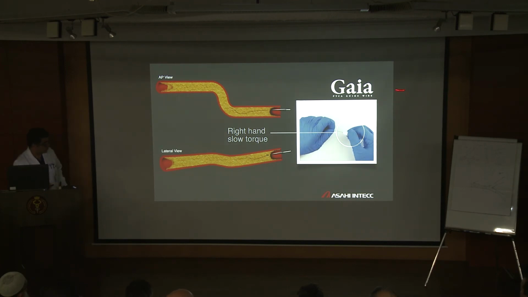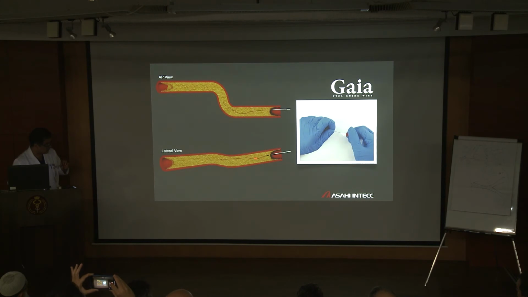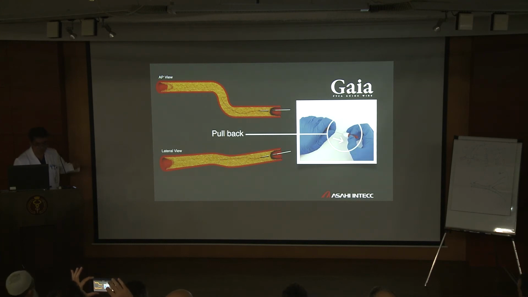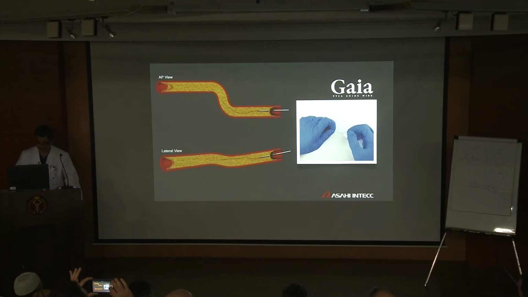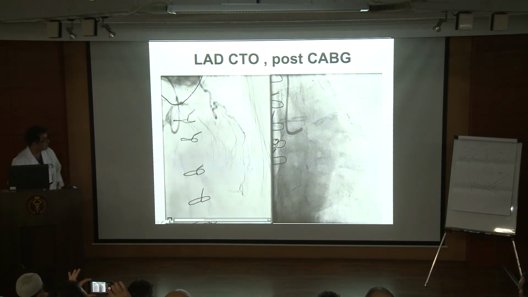So you rotate gently with one hand and push with the other hand, and you look at it, provided that you estimate the vessel course, in two different views. You gently push, you feel resistance, you pull it back, redirect, and you go gently little by little till you reach your distal cap. That's an example of how you're going to use that.